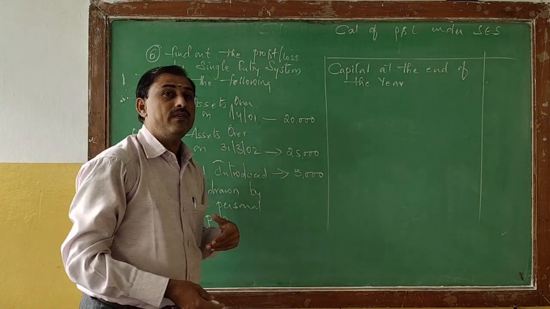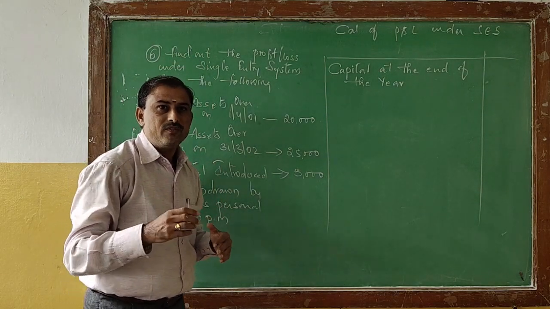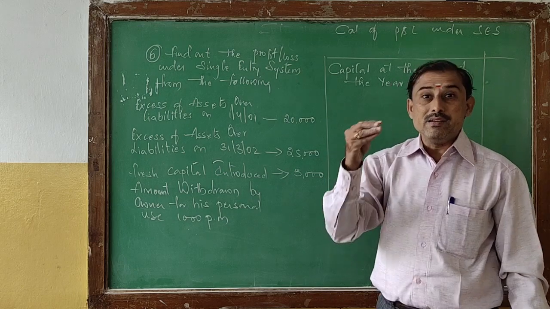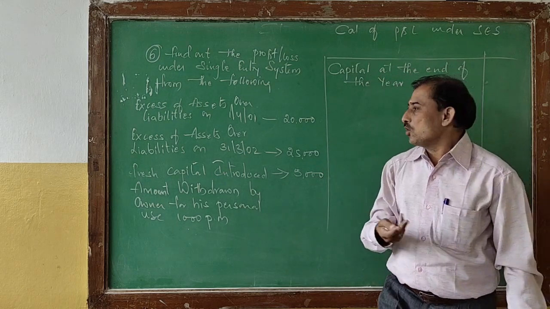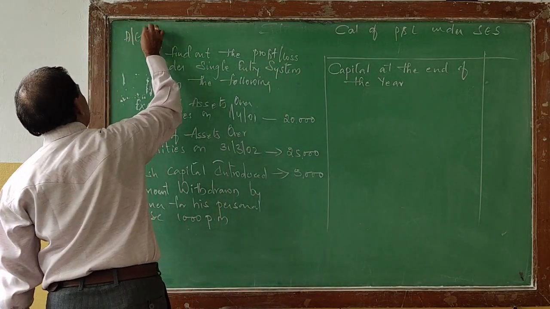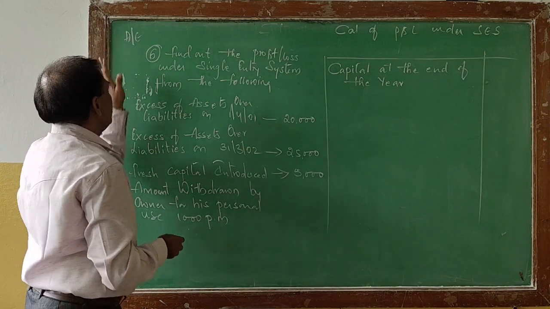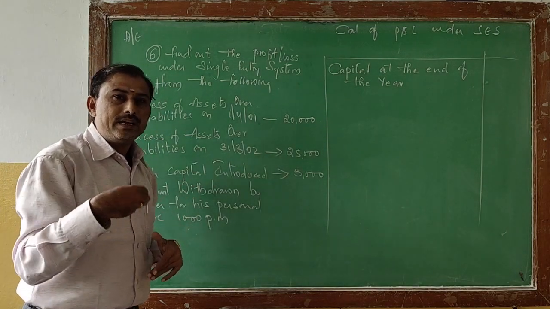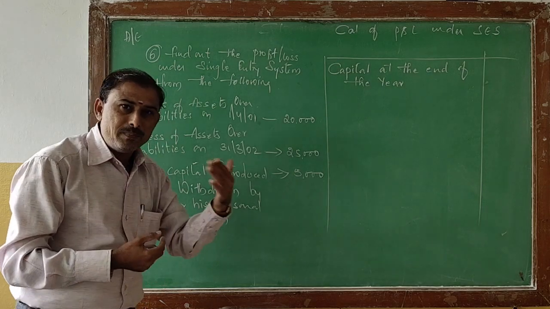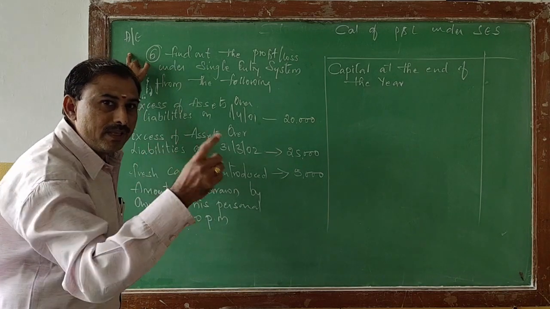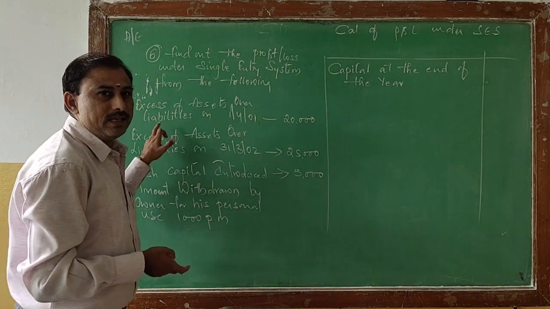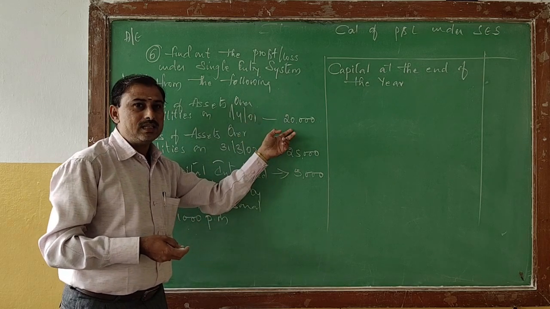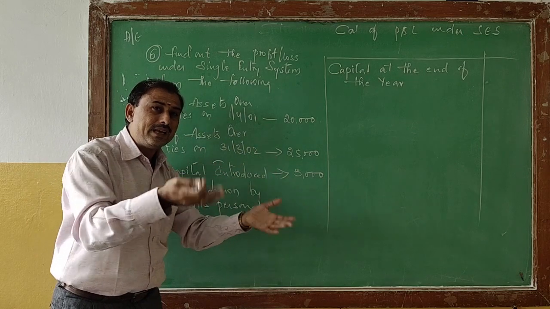But the capitals are not given directly in the problem. If you are familiar with your first year accountancy, what is meant by capital or investment in the business, and how to calculate it. For example, what is the accounting equation? Accounting equation is nothing but assets, minus the debt or amount borrowed by the proprietor to run the business. If you deduct, you will get the capital at a particular period. So he has given excess of assets over liabilities. That is, our assets are more than liabilities on 1st of April 2001 by 20,000. This is called capital. They have given you capital indirectly.